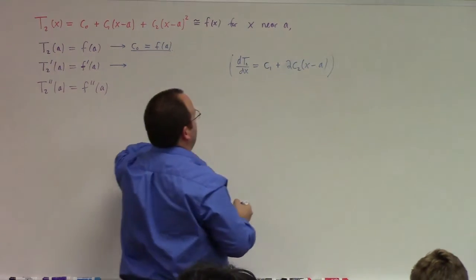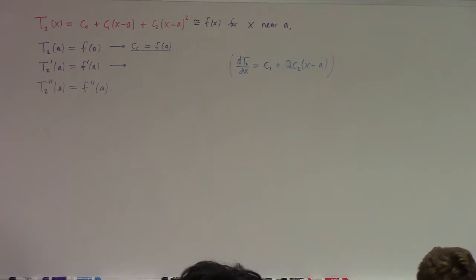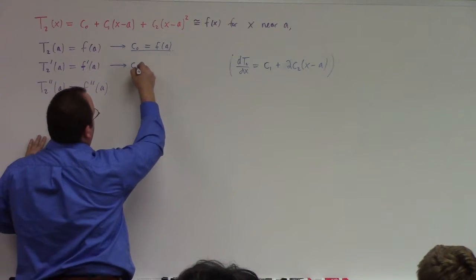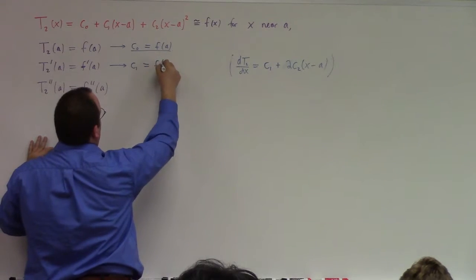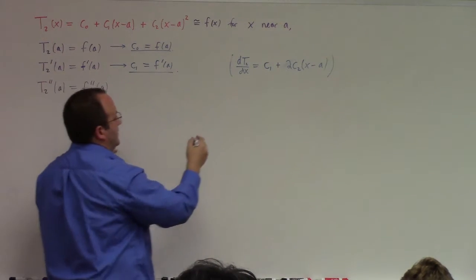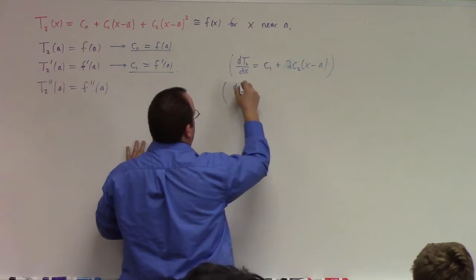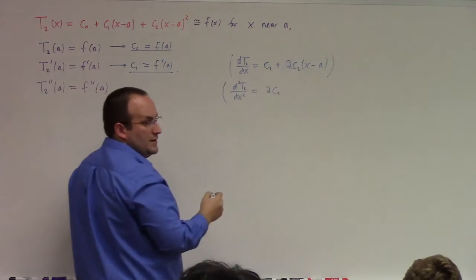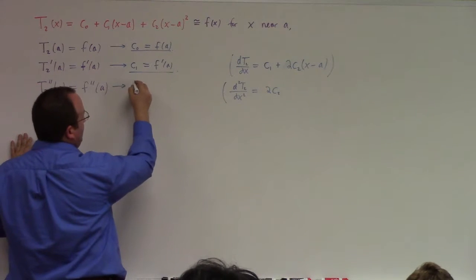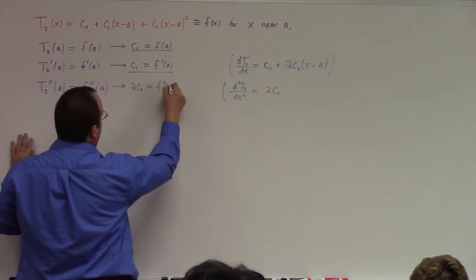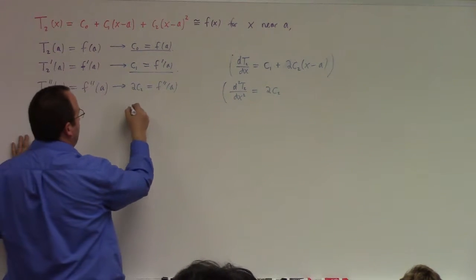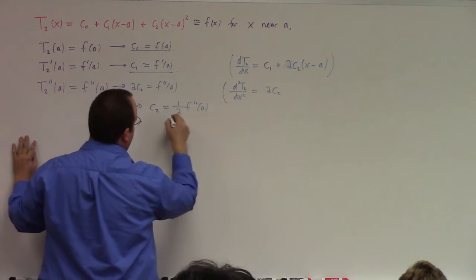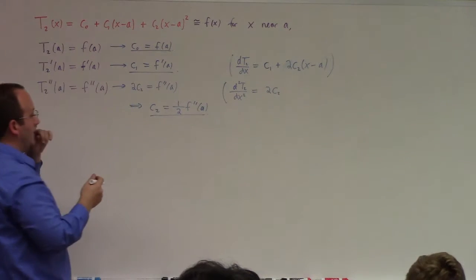All right, so now if you plug in x equals a, what happens there? T2 prime of a is just C1, right? So C1 is equal to f prime of a. Let me put a little side calculation here. What's d squared T2 dx squared equal to? Just 2C2, right? So plugging in x equals a is kind of a non-event here. 2C2 is equal to f prime prime of a, right? So what's that tell us? C2 is 1/2 f prime prime of a, right?